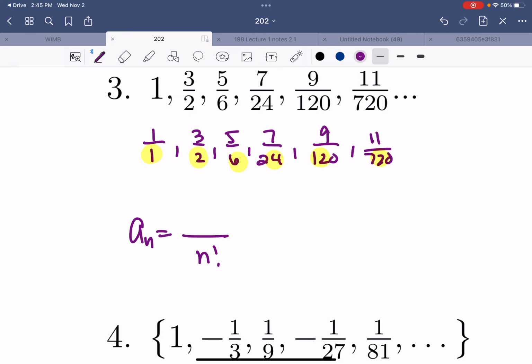The numerators are jumping by 2 each time. So I'm going to have 2n. And in order to start at 1, if I plugged in 1, I'd get 2. So to get 1, I'd have to subtract 1. That way, if you plug in 1, you get 2 minus 1 is 1. If you plug in 4, you get 8 minus 1 is 7, which is what gives you this fourth term. Okay, so I just got to test 1. So that's my answer to number 3.